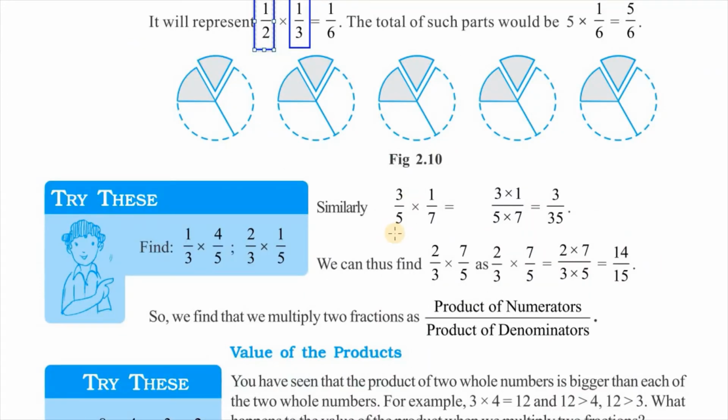Similarly, we have other examples here. But in general, we find that when we multiply two fractions, we have to find the product of numerators and we have to keep the denominators after finding the product of the denominators.